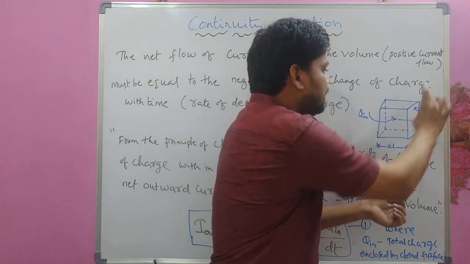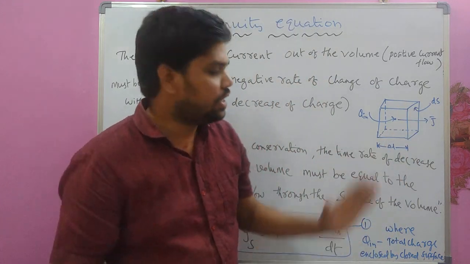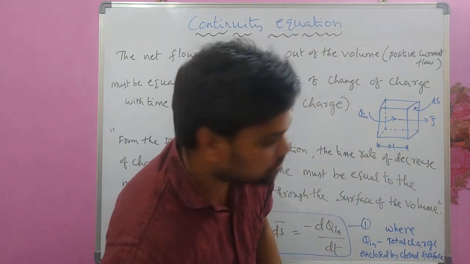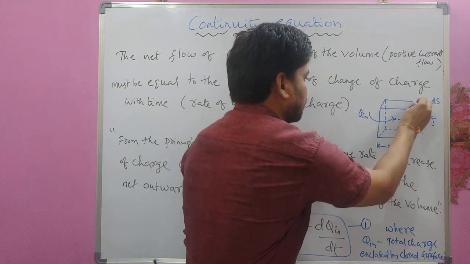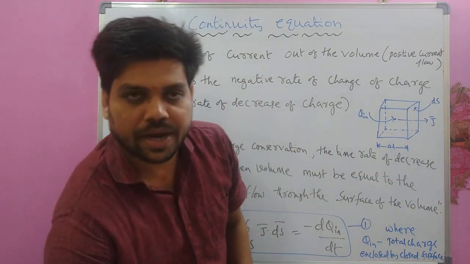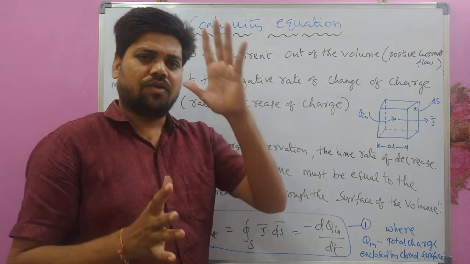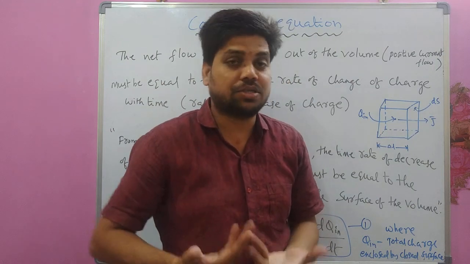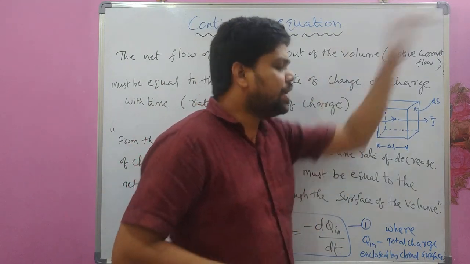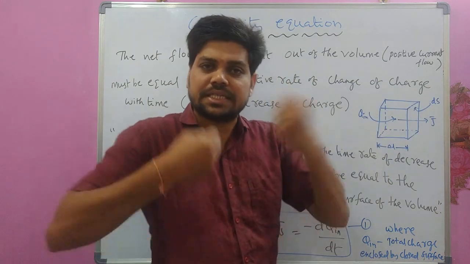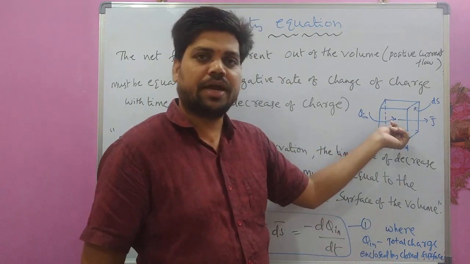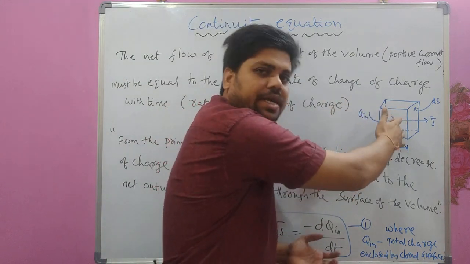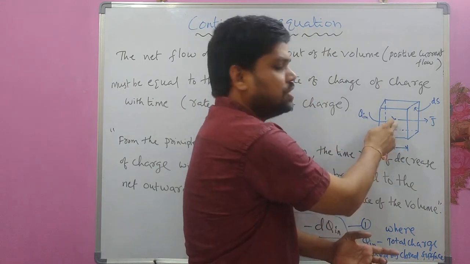So the volume is delta L into ds. Where is the current flowing? Current is flowing through one surface. Through this face only the current is flowing, through this face ds. Remember, whatever the charge that is flowing outside is nothing but positive current. The charge is flowing outside means the net charge inside is decreasing. According to the principle of conservation of charge, the charge which was here is now not here, it has flown out, which means the charge here should be decreased.